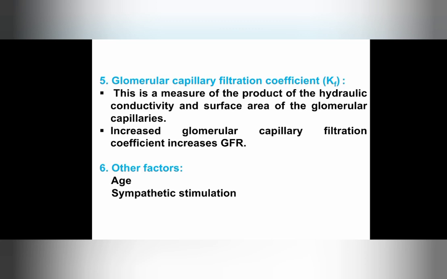There are some other factors, for example age or sympathetic stimulation. How will age affect GFR? GFR decreases with the age of a person due to a fall in the renal blood flow and the cardiac output. With sympathetic stimulation, mild to moderate stimulation causes no significant changes in the GFR, whereas severe sympathetic stimulation causes a fall in the renal blood flow and thus a fall in the glomerular filtration rate.